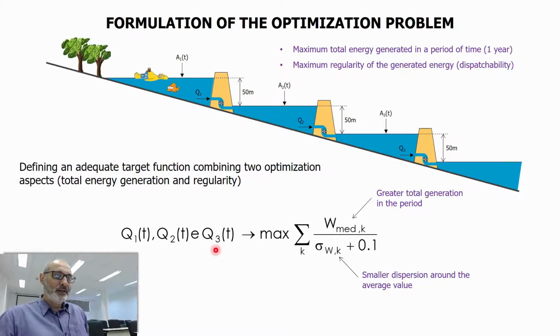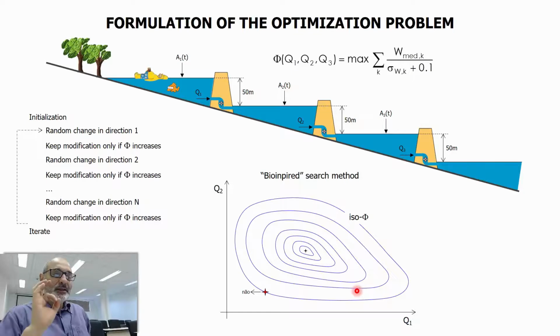Okay, we want to adjust these flow rates in order to maximize this optimization function. And just to repeat, we want to maximize average power, because over the whole year this is going to result in a greater amount of total generated electricity, and we want to simultaneously minimize sigma in order to have more regularity. Okay, so let's see the optimization strategy.